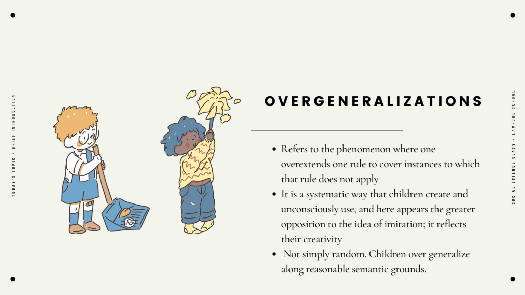Moving on to one of the most important things, which is overgeneralization, something that I've touched on a little earlier. This refers to the phenomenon where one extends one rule to cover instances to which that rule does not apply. It is a systematic way that children create and unconsciously use, and here appears the greater opposition to the idea of imitation. It reflects their creativity. Not simply random, children overgeneralize on reasonable semantic grounds.